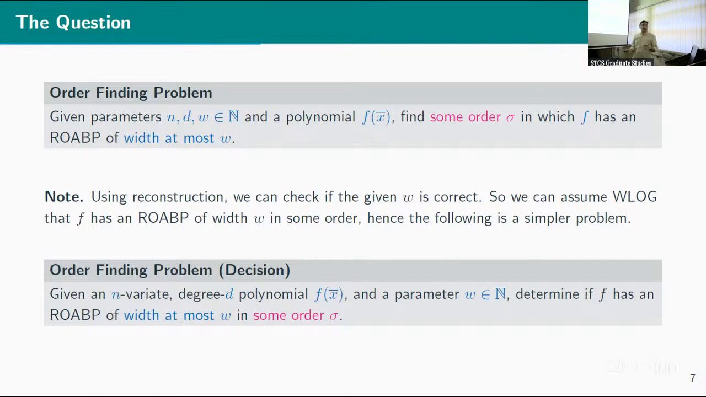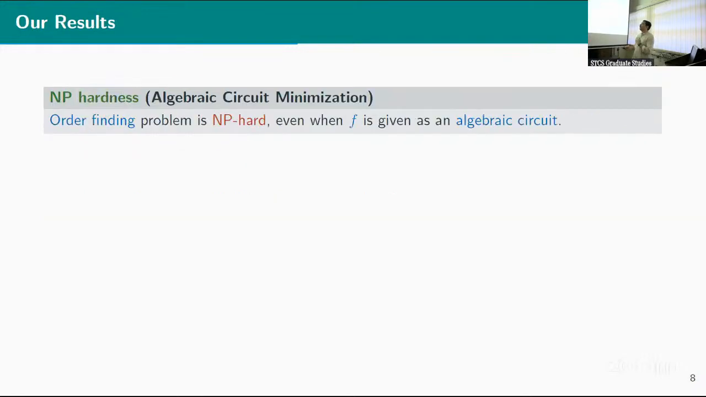So the question is clear. Yes, this is what we show: that this is NP hard. The order finding problem defined in the previous slide is NP hard, even when f is given as an algebraic circuit, not even as a black box. I'll give you a circuit computing f.